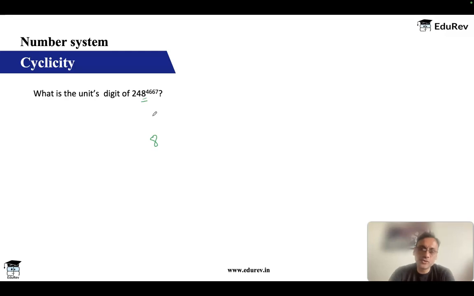Then 8. 8, you should remember, has a cyclicity of 4. So for 4667, you'll divide it by 4. Okay. And my objective is only to get the remainder. So for divisibility by 4, you know that you have to check the last two digits. So last two digits, 67, if you check, you'll see that 64 will get divided and you will get a remainder of 3. That means 4667 is of the type 4k plus 3, right? So the answer should be the same as what you will get by raising 8 to the power of 3.